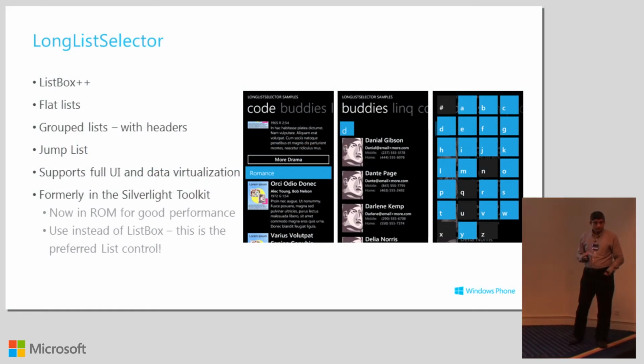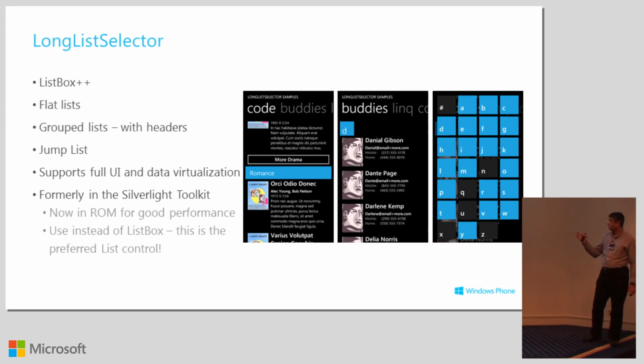So as I mentioned in the morning, there are no more list boxes. We've got rid of them. What you have now is the long list selector, and this is like the list on steroids. So it provides you a lot more capabilities. It is more performant than the list box.